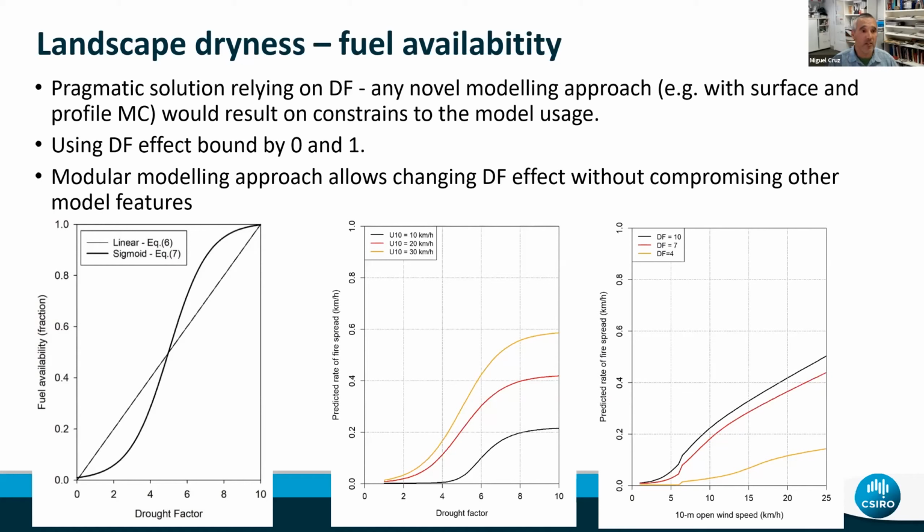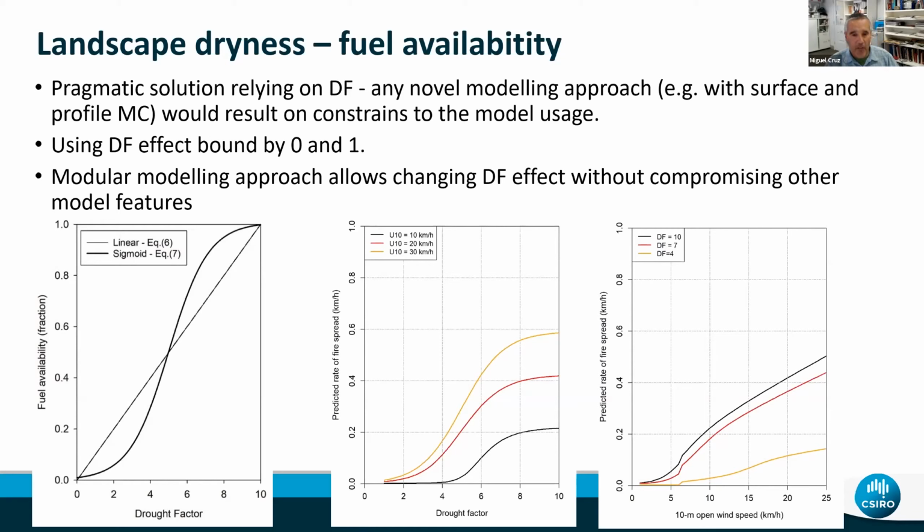Now, because we did this modeling separately from the early modeling for dry summer conditions, this model approach also allows us to change the drought factor effect on fuel availability if we find something that works better. So this pragmatic solution can also be thought of as an interim solution. If something better comes, we can also apply it in the system.